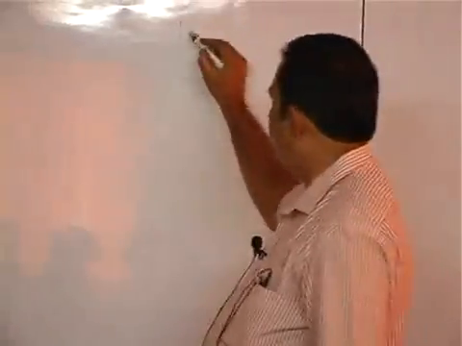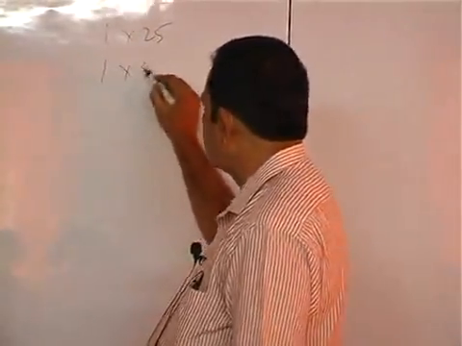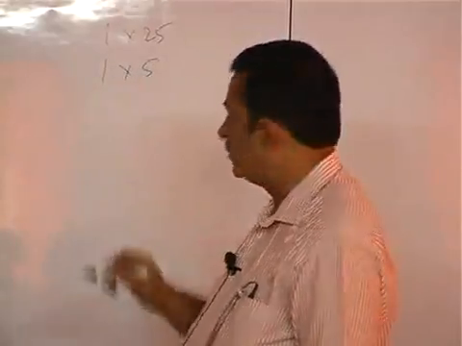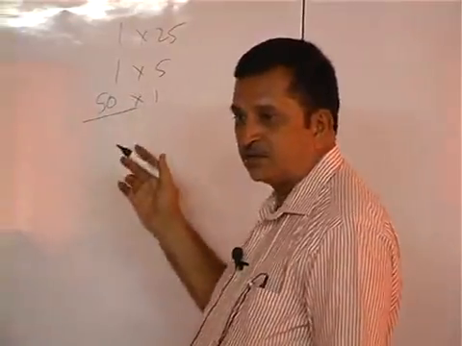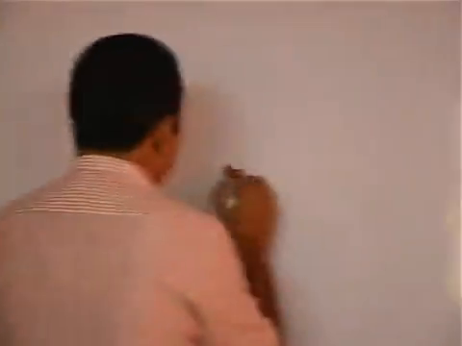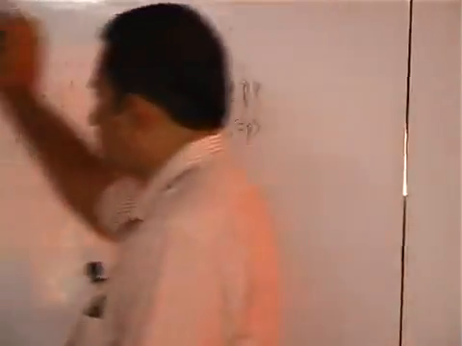1 coin of 25 paise, 1 of 5 paise, 50 of 1 paise. I want exactly 50 coins. 25 coins, 3 paise coins, 25 is 75 paise, and 1 paise coins. Very simple. And you get other denominations also. If you try, you will get 4-5 combinations.